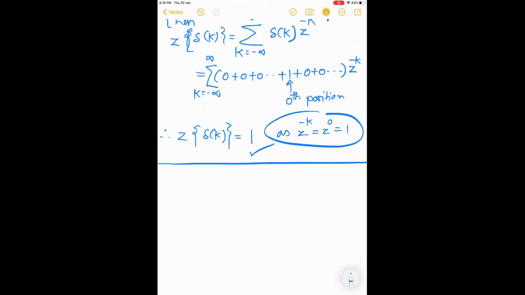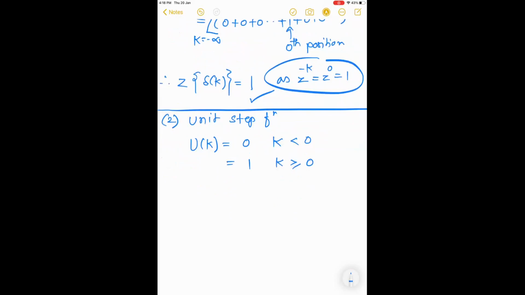Got it? Similarly, take the unit step function. The unit step function is defined as u k equal to 0 for k less than 0, and 1 for k greater than or equal to 0. The name itself means a step of unit length, that is why it is a unit step function. So here is your sequence, and this is your 0th position. At k less than 0, all the values of the function are 0, but for k greater than or equal to 0, the answer comes out as 1.